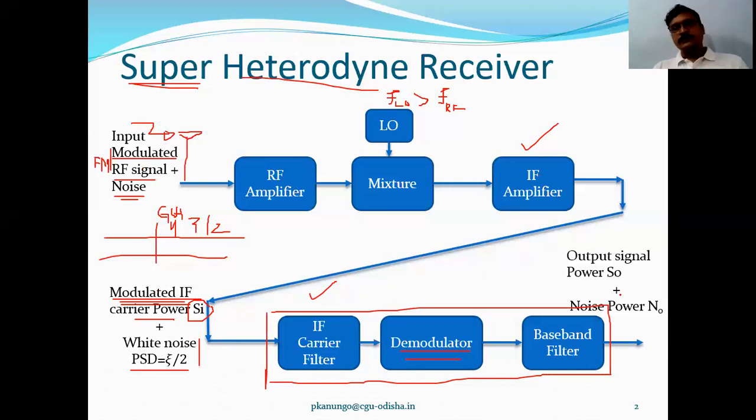And similarly, at the output we will get the signal, which is my baseband signal, which I will recover at the baseband filter. That output signal power is S0, and the amount of noise which also passes through all these three stages will also appear at the output of the baseband filter, and that noise power is known as N0. So this is all about the superheterodyne receiver.